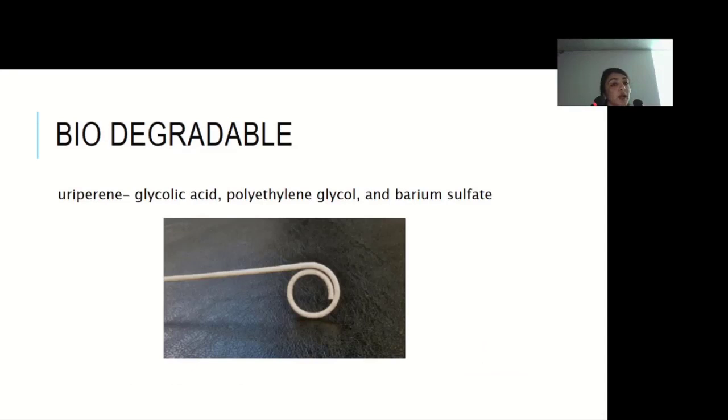The third category was biodegradable stents. They are made up of glycolic acid, polyethylene glycol and barium sulfate. The name of this stent is Uriprane, and it can degrade inside the body on its own within 2 to 3 months.